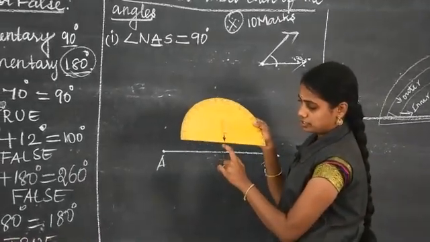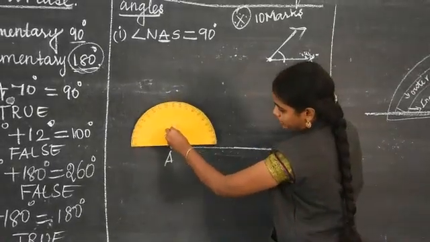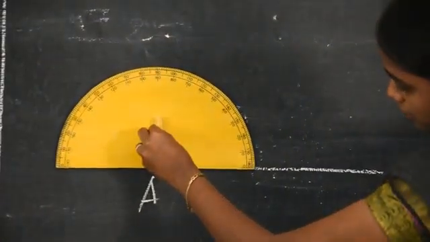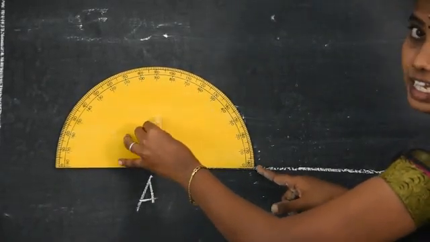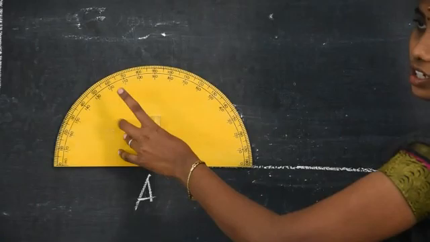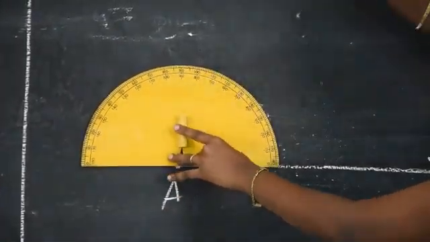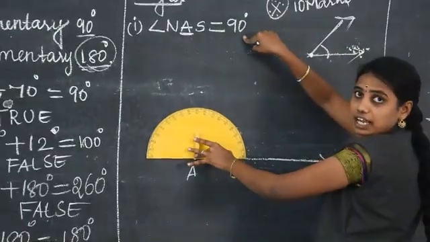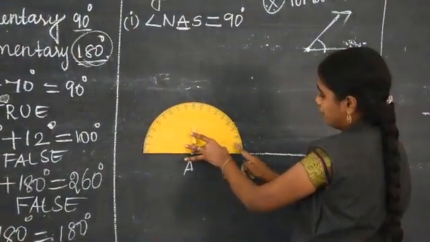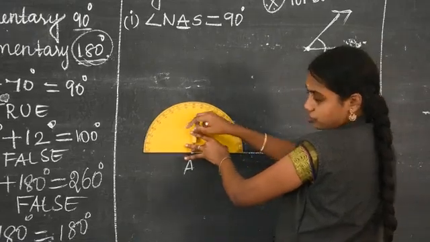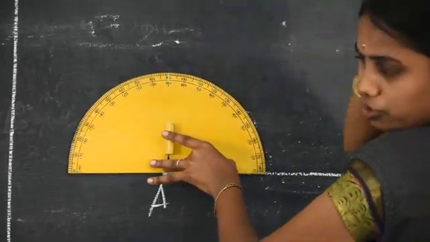Here I have the center, and I am going to fix it at point A. I fixed it exactly. See here, the ray is not visible; like that you have to fix it properly. Now the angle is 90 degrees. You may be confused, we have two measurements, on which should I measure? In both we have 90 degrees like this, so no problem.